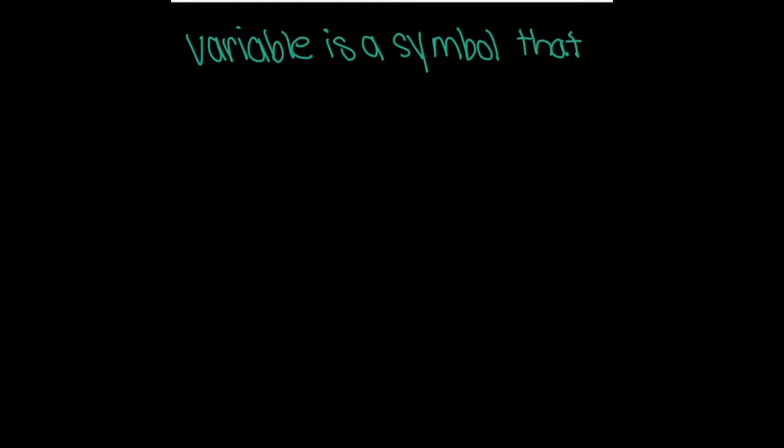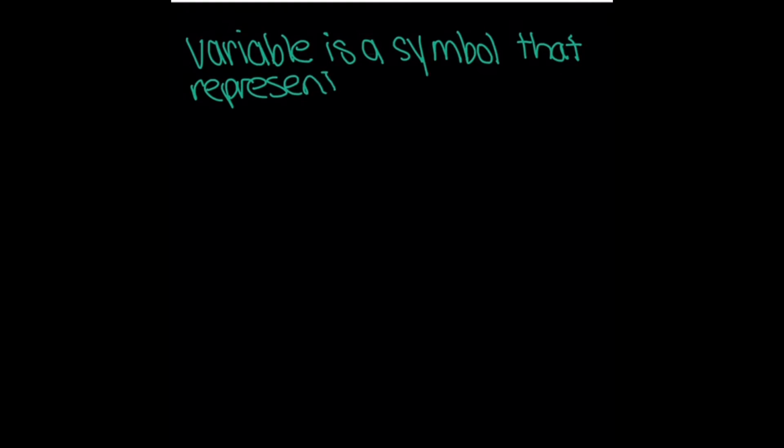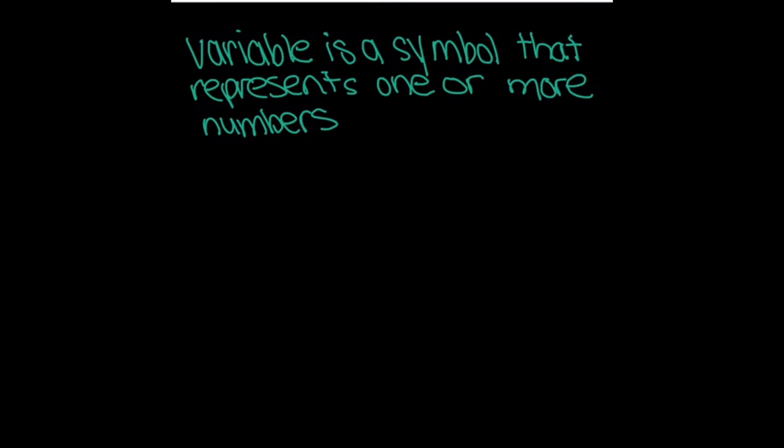So, a variable is a symbol that represents one or more numbers. An example could be Y. The letter Y represents a number. We don't know what the number right now is, but we are substituting that number with a letter or a symbol. So that Y is the unknown here.